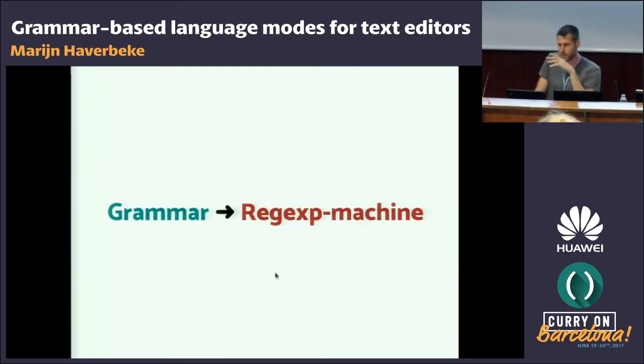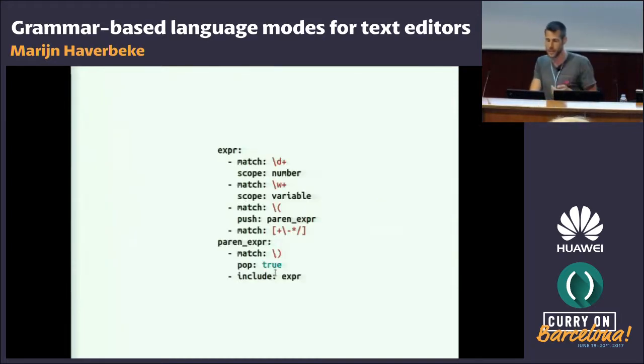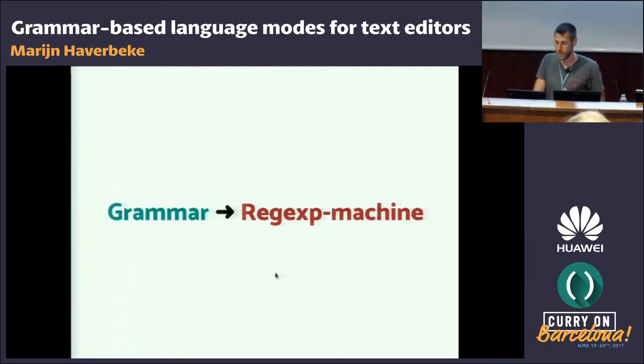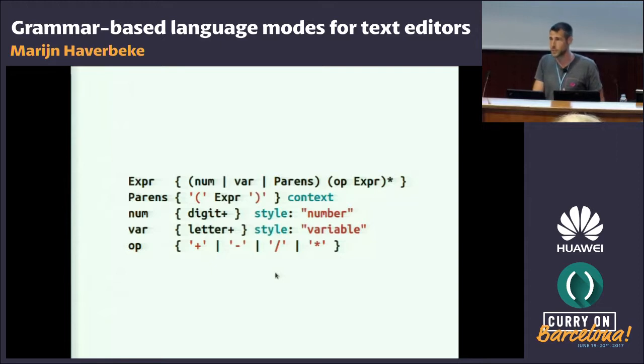So we want something where a user can write a grammar, and then there's a little tool that compiles it into a machine, something like this. And then the editor can run that, and it should become a lot nicer to write such a grammar. So this is an example of what my syntax looked like.